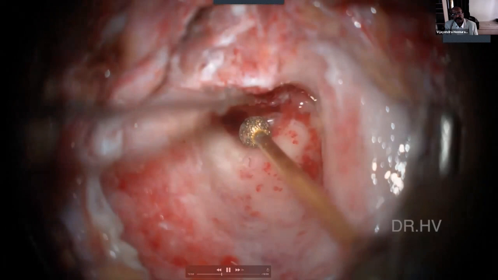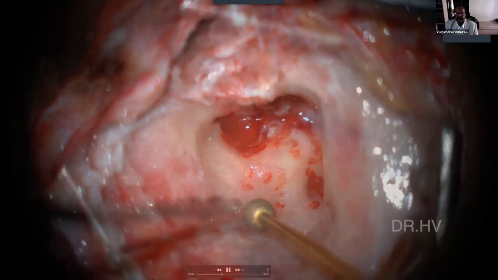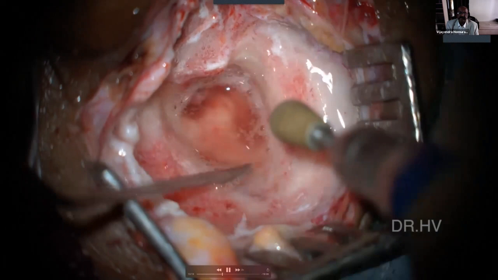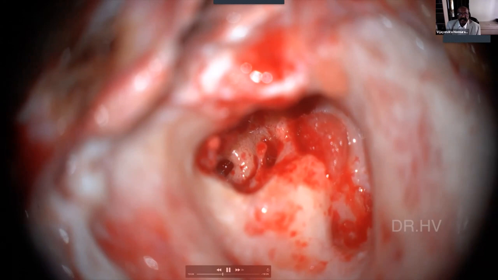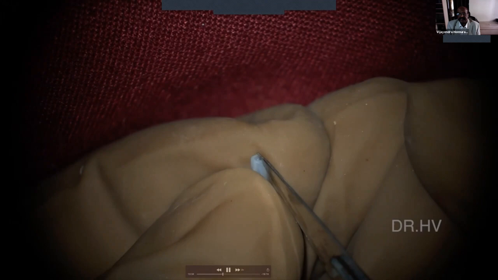Now, as usual, we see the ossicular chain and depending upon the ossicular pathology, I prefer to do reconstruction. Lastly, I always polish the whole mastoid cavity with the diamond burr tip. My mastoid cavity should look like a mosaic, the Italian marble floor. So here the stapes was there, so I do a primary reconstruction. This is a common thing which I do.